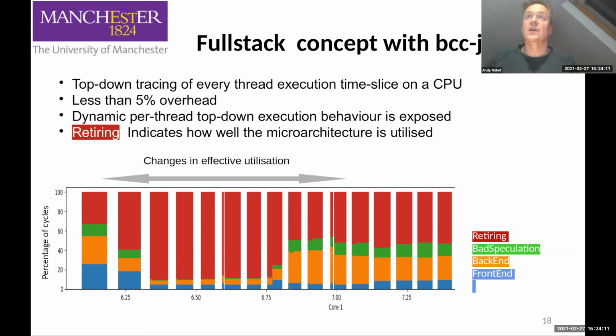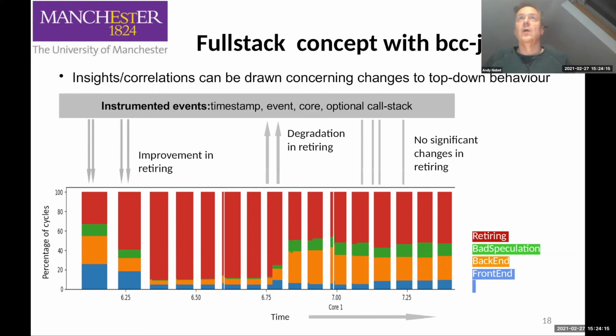Why is this? And how can we find out what causes these changes? Well, BCC Java also instruments JVM events in libjvm.so, and we can try to identify the causes, or at least correlations, between changes in effective utilization by overlaying the start, stop, and durations of instrumented events. This is very much work in process.